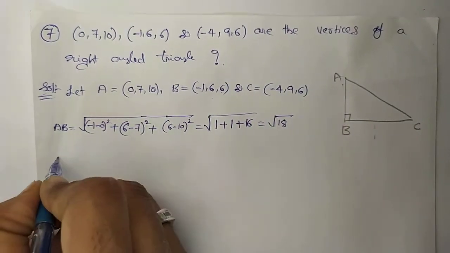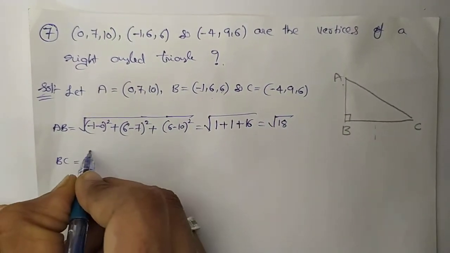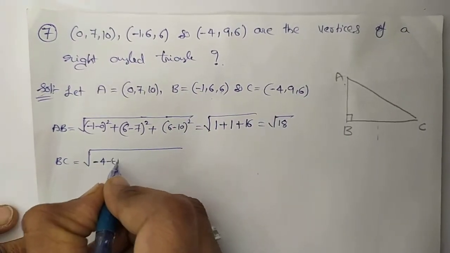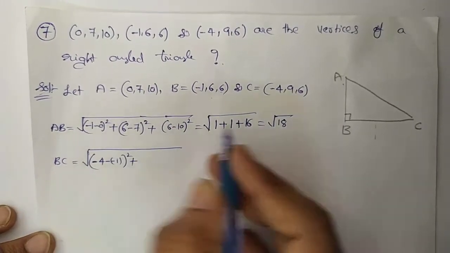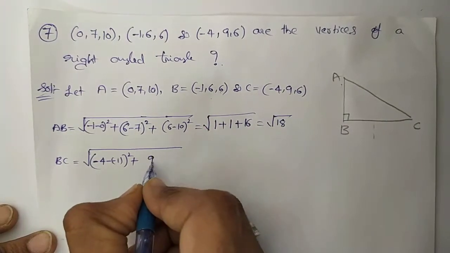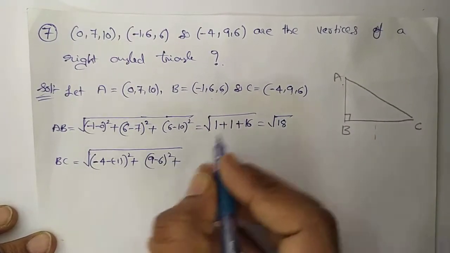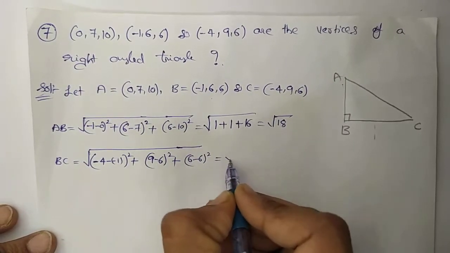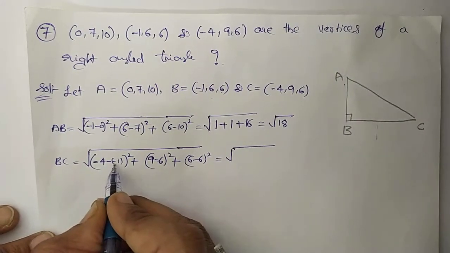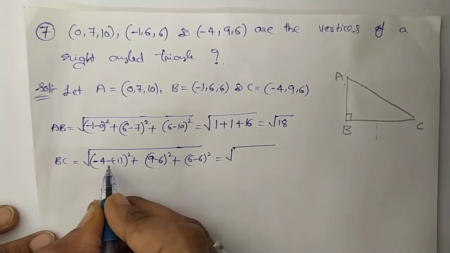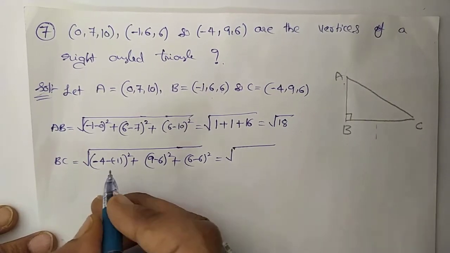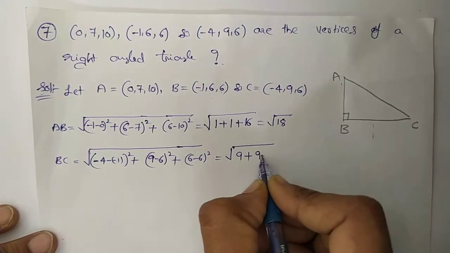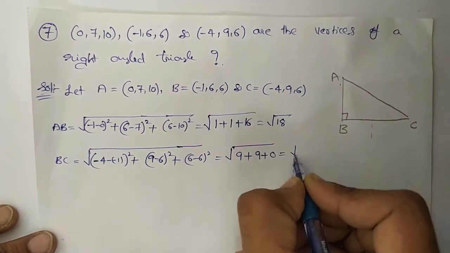Similarly, find BC. BC equals the square root of (-4 minus of -1) whole square, plus (9 minus 6) whole square, plus (6 minus 6) whole square. That is the square root of (-4 minus of -1, that is -3) whole square, which is 9, plus again 9, plus 0, that is equal to root 18.